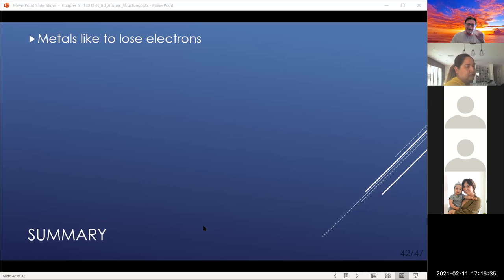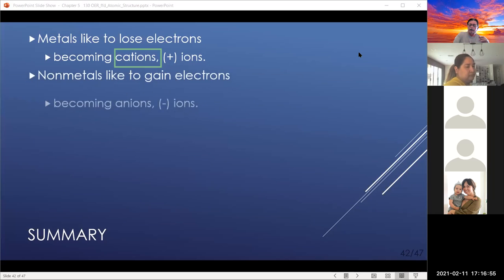that compound. Okay, metals lose electrons and therefore become ions. Their specific term is a cation right here. So anions are negative, cations are positive ions. Nonmetals gain electrons, like I stated, they become anions.